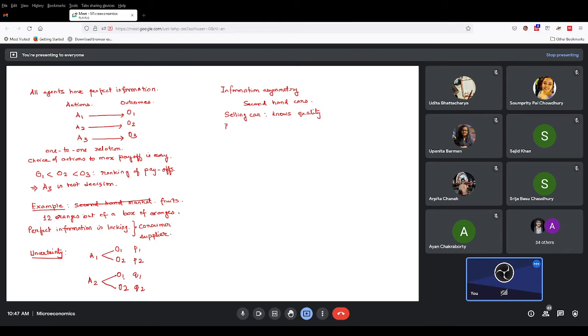But the person who is buying the car, does he know the quality? I mean, he goes to the second hand market and he sees a car that has been newly painted. He can go for a small drive also. But is it possible for him to know whether the car is good or bad?